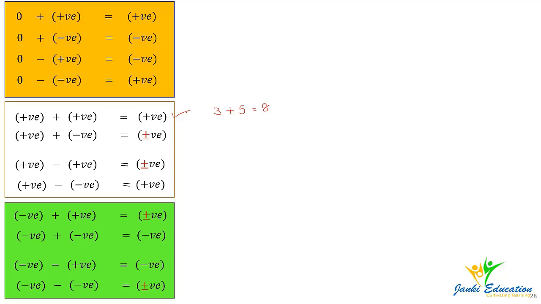Next one, positive plus negative. So here there are two chances. Please pay attention to this point especially. 3 plus, now negative, so I will take minus 2, that is equal to, so plus and minus is minus, so my ultimate number is 3 minus 2, and that is equal to 1. So it is positive, right?